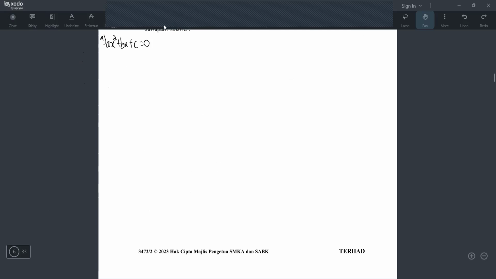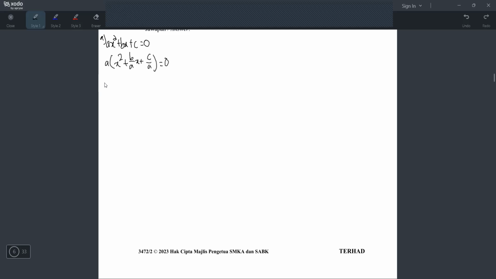So what I'm going to do here is completing the square. But we all know when we do completing the square, the a must be positive 1. So if the a must be positive 1, it means everything has to be divided by a. So it will be x squared plus, I have to write the a because I'm dividing by a. So x squared divided by a, which is b over a times x, and then c over a equals 0.